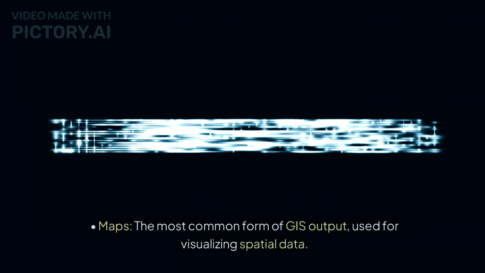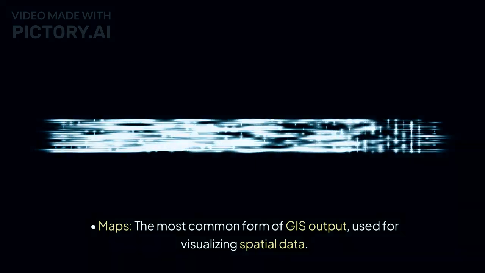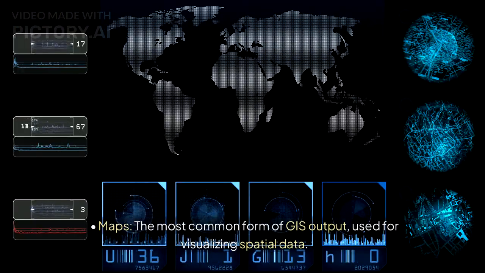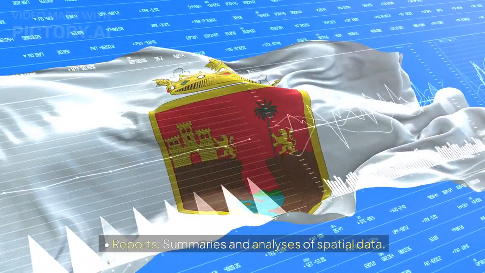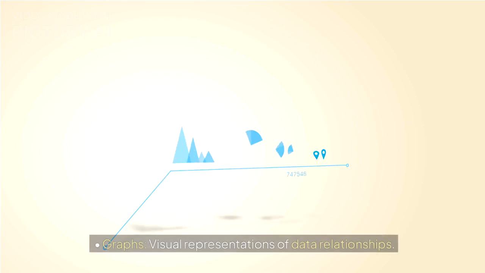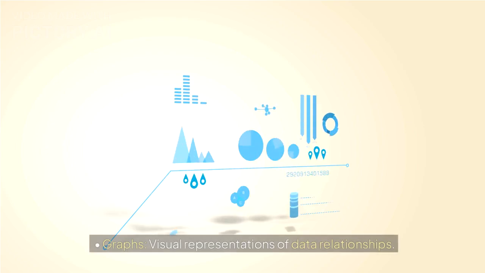Data output. Maps, the most common form of GIS output, used for visualizing spatial data. Reports, summaries and analyses of spatial data. Graphs, visual representations of data relationships.